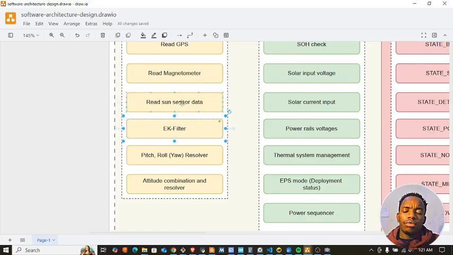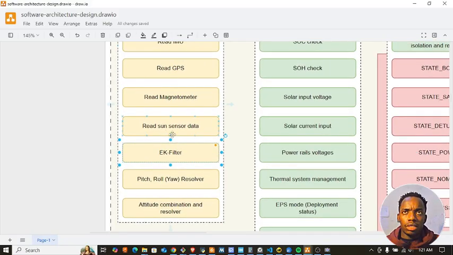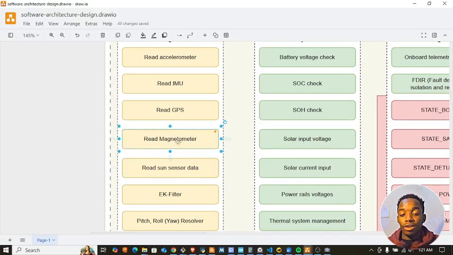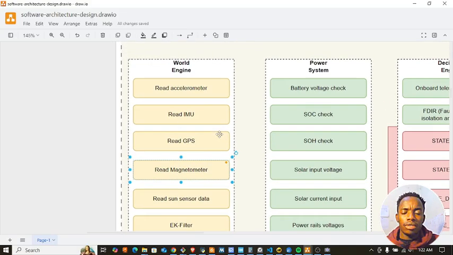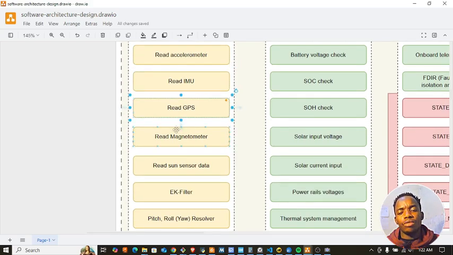Now, some of these sensors are redundant. For example, based on the research I've done, the sun sensors and the magnetometer alone can give you the attitude of the rocket completely, a complete attitude vector, right? But I'm adding these sensors also just to make sure that I have some kind of voting system.